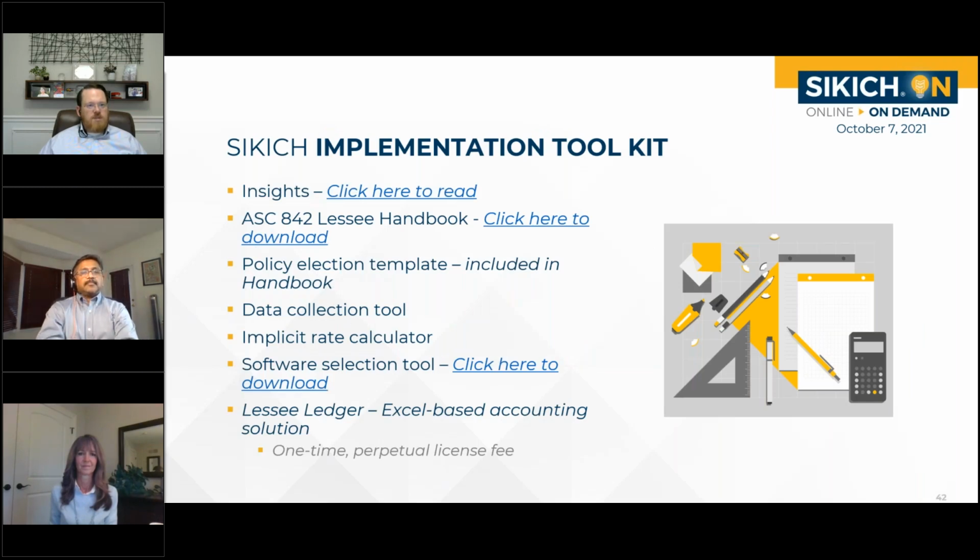We also wanted to remind you of the implementation toolkit. We covered a number of these items in the prior session, and so if you didn't get a chance to see them, feel free to rewatch that session or visit the links provided here. But we have insights that talk about specific topics. We have a roughly 30-page handbook that gives a really good base understanding of the standard and includes a policy election template at the end of it to help you with that. A data collection tool, which will help you organize the contract data to abstract your contracts and prepare your data either for import, if the solution that you pick allows for import, or just organize data input into a spreadsheet tool. The implicit rate calculator.